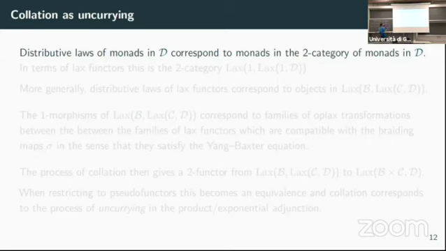And now, inspired by the case of monads, we might think, okay, what's happening for monads with distributive laws? It turns out that in the case of a monad, if you have a 2-category, you can construct a 2-category of monads on that 2-category. And the monads in this category are going to be distributive laws.